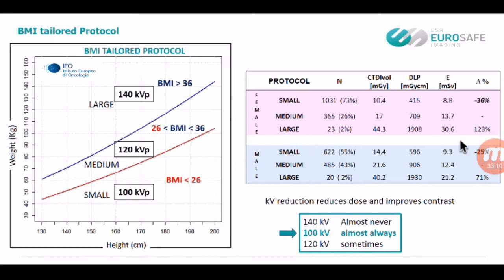You see a dose increase in large patients, but our protocol is for very large patients, with a BMI greater than 36, who are normally obese. So kV reduction reduces dose considerably and also improves contrast, and therefore we suggest that 140 kV should almost never be used. Almost always use 100 kV, and 120 kV only sometimes.